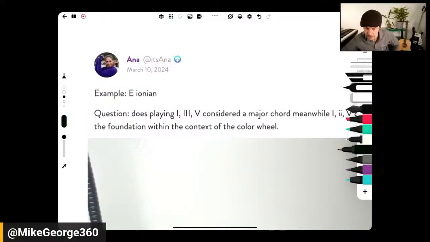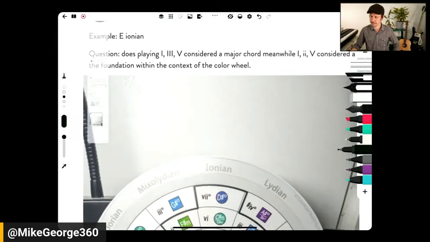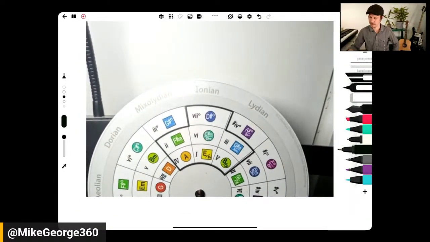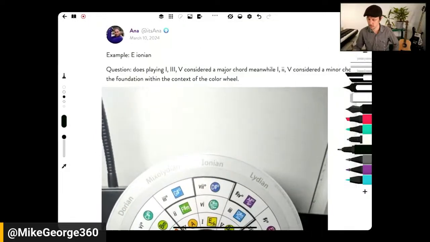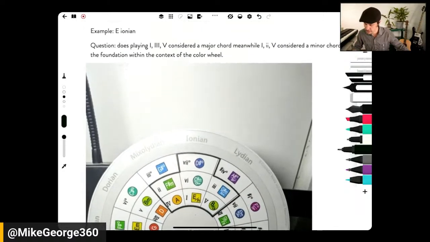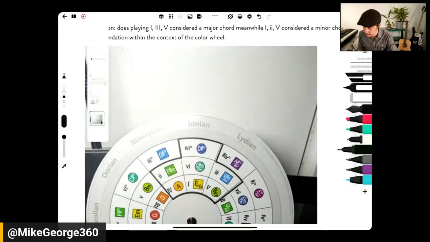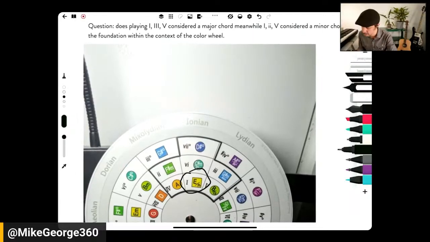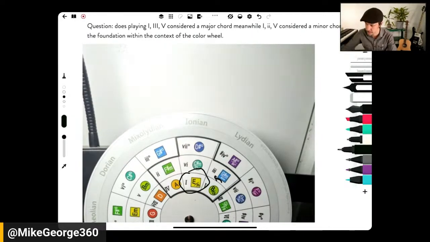All right, and then another question, which Anna asked here, which is, does playing, okay, so looking at the chord map, so cool to see the chord map on your keyboard here, which is wonderful, Anna. So example, E Ionian. So we'll pull up E Ionian. Well, she has E Ionian here. So the question is, does playing a 1, a major 3, so it wasn't a minor 3, so this is a minor 3, so let's look at it on my chord map.